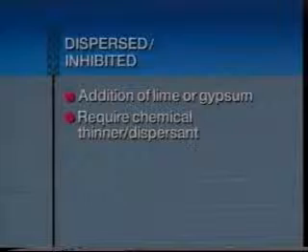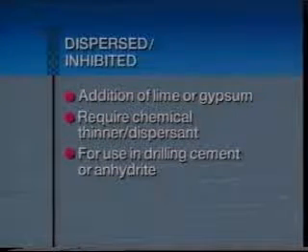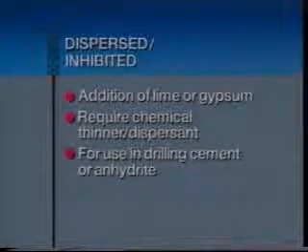Dispersed inhibited systems are created by the addition of lime or gypsum. They derive their inhibitive properties from soluble calcium, and both require a chemical dispersant. These muds are used when drilling cement or anhydrite sections, which would drastically damage a non-inhibited mud.